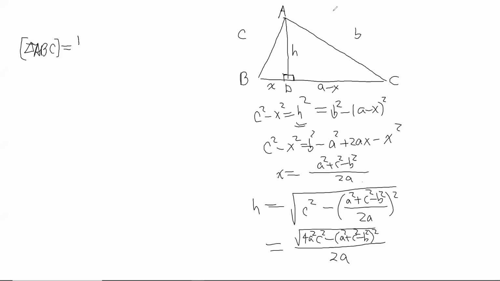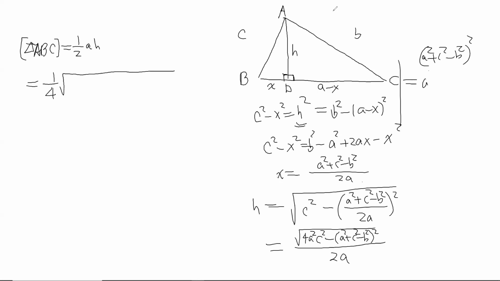is equal to 1/2 of a times h, okay? Which, cancel this, so you get 1/4 of the square root of the inside here. Inside here, let's expand it. We have (a squared plus c squared minus b squared) squared. How do you expand this, Edward? Using the multinomial theorem. Right.